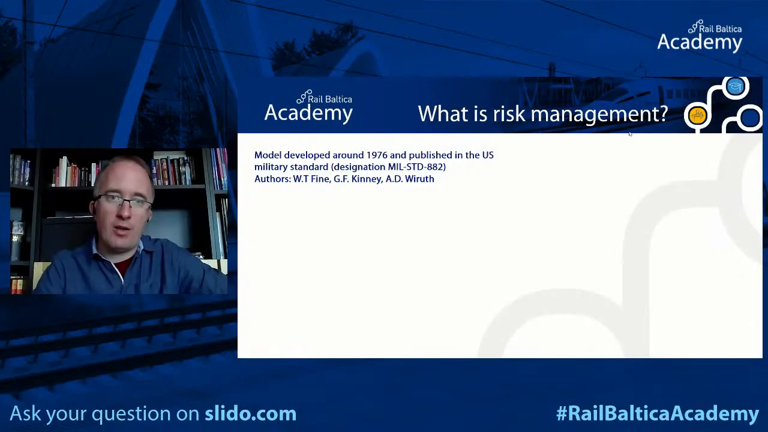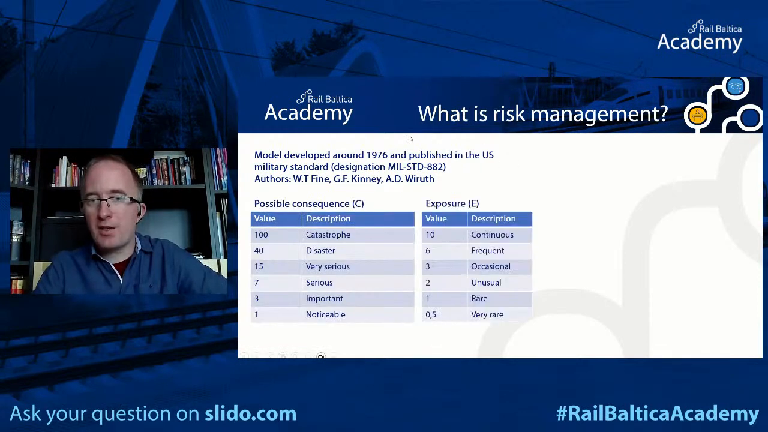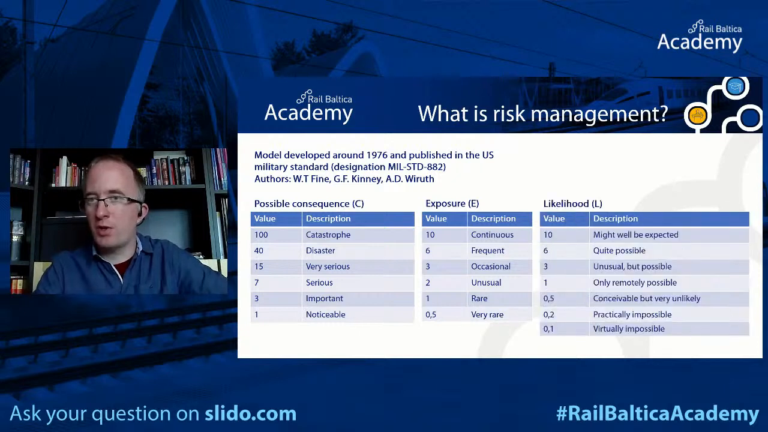How can it be done? We use risk models, such as the one which was developed in the 1970s for the US military, but is still in use mostly in occupational safety. I use it as an example because it nicely shows the full potential of a risk model. Firstly, it defines 3 different criteria which should be used in order to estimate the risk: possible consequence, exposure, and likelihood. Each of the criteria is defined through a table with different values in it, from 100 to 1 in terms of consequences, and with different values from 10 to 0.5, 0.1 for the exposure and likelihood.